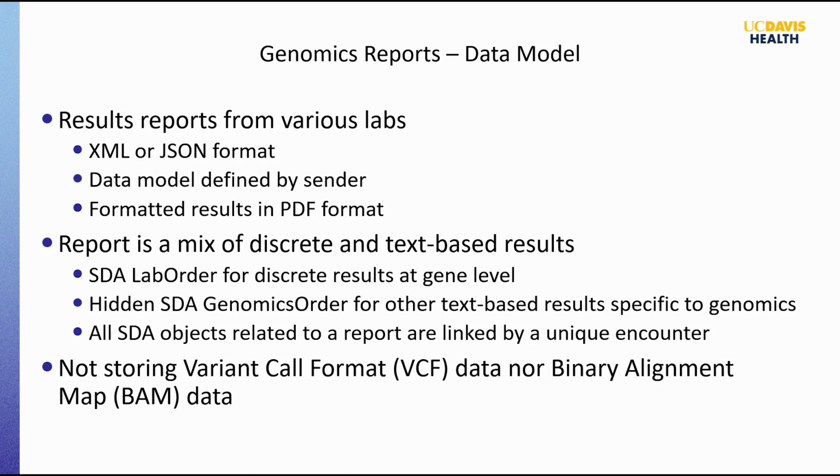The report is a mix of discrete results or discrete data as well as text-based results. So we're making use of the standard SDA that's for discrete results at the gene level. We're also making use of the hidden genomics order for the text-based results specific to genomics. We are tying everything together by creating an encounter, and we'll see that in a little bit. And I want to point out that we are not storing the variant call format, the VCF data, or the binary alignment BAM data.